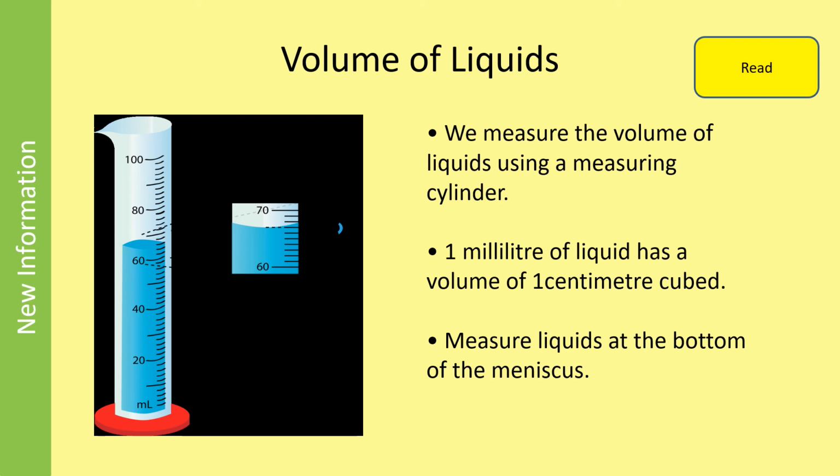When you're measuring it, you need to measure here at the bottom of this curve. This curve is called a meniscus, and you measure across the bottom of it here to make sure you get an accurate reading. Measuring cylinders are graduated in millilitres, and each millilitre has a volume of 1 centimetre cubed.